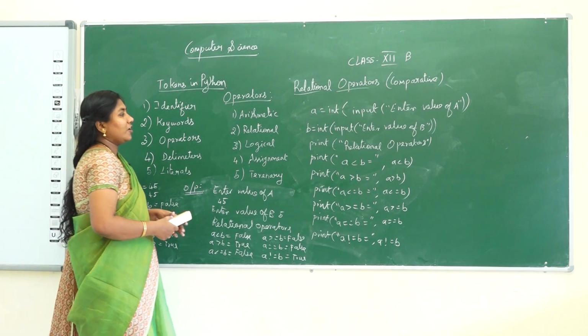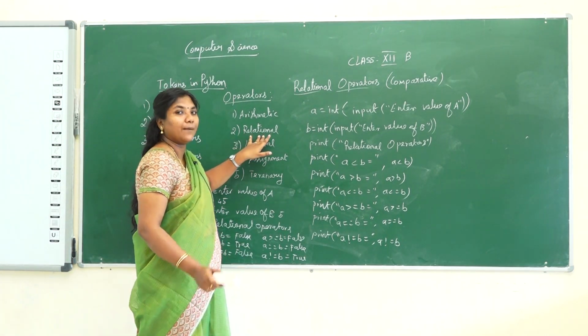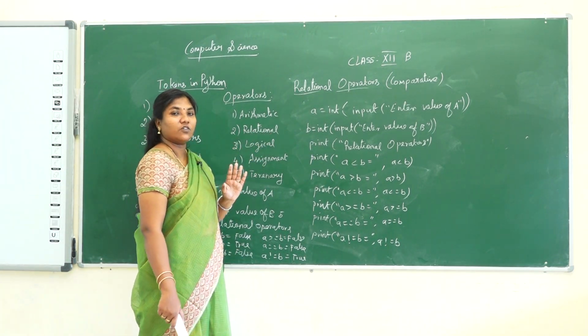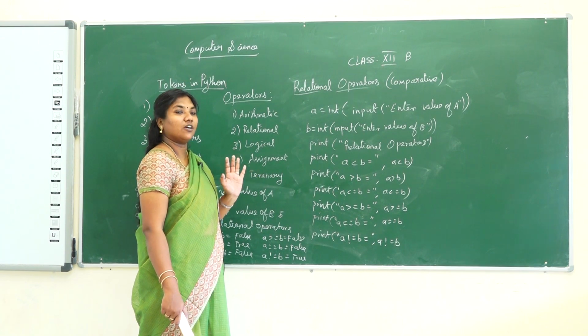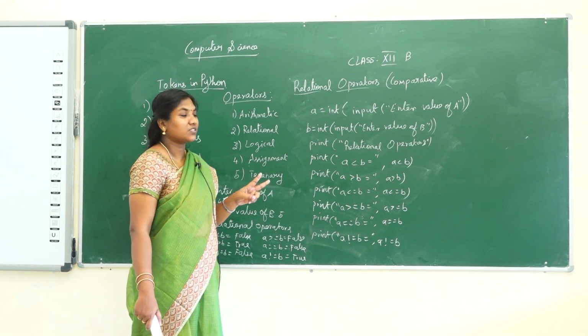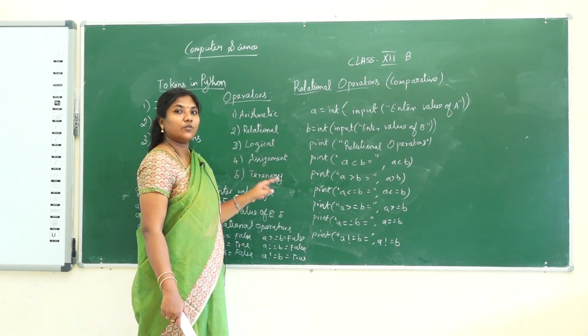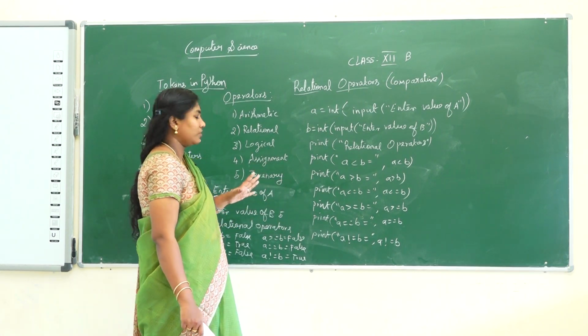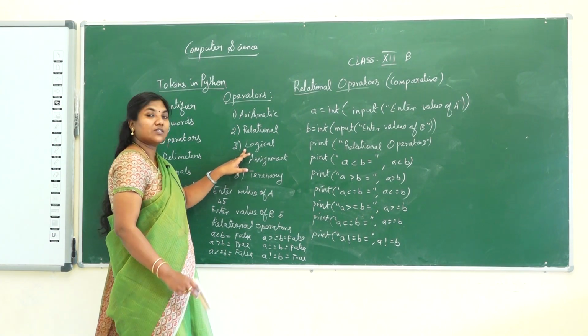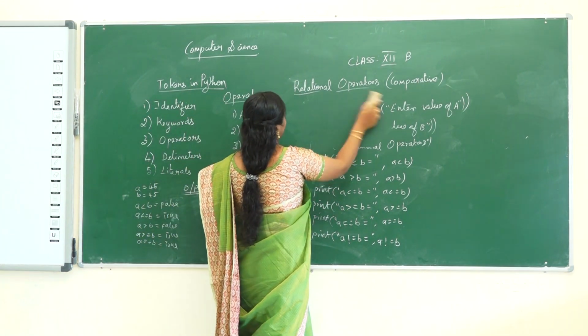So what are all the relational or comparative operators? We are going to compare the two values using the operators less than, greater than, less than or equal to, greater than or equal to and not equal to. Clear? Next we are going to use logical operators.